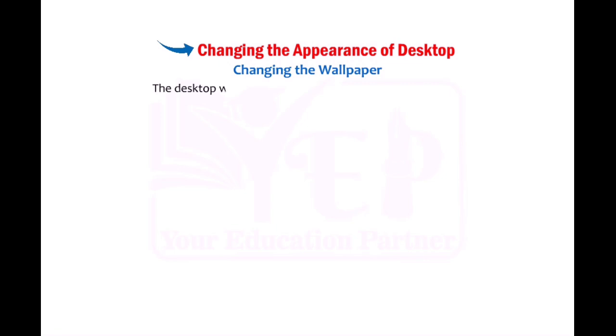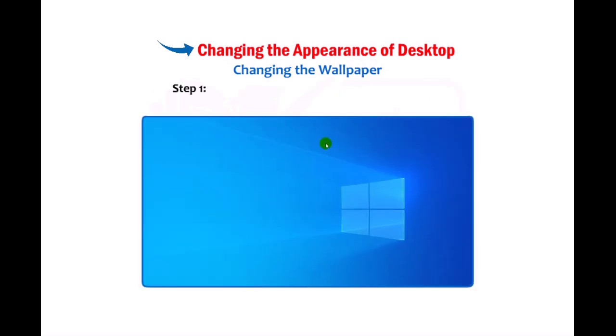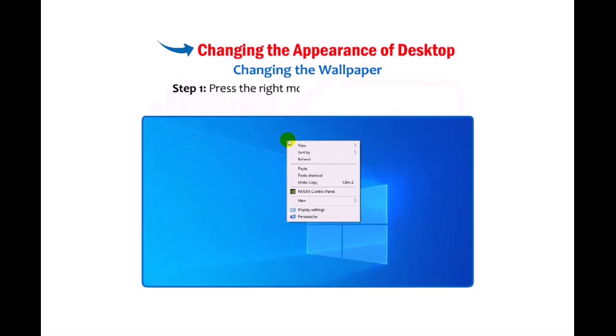The desktop wallpaper can be set using the following steps. Step 1. Press the right mouse button on the desktop. A shortcut menu will appear.